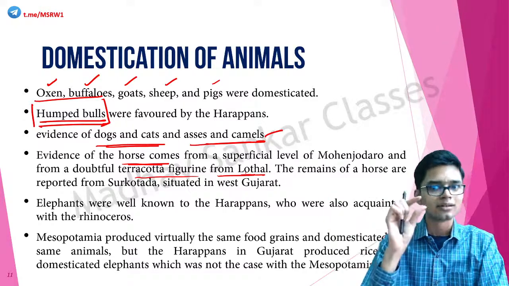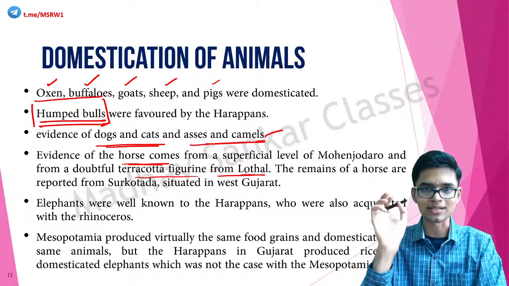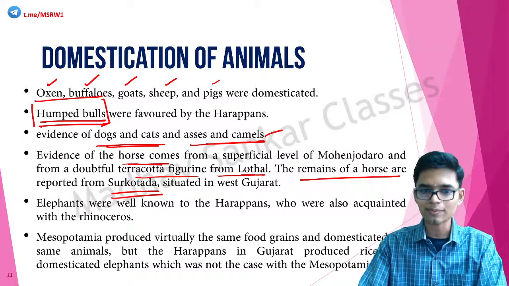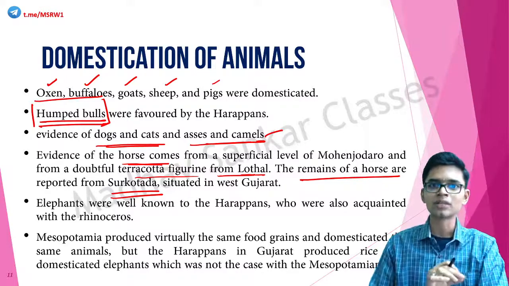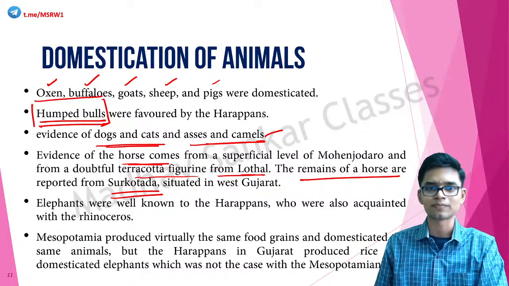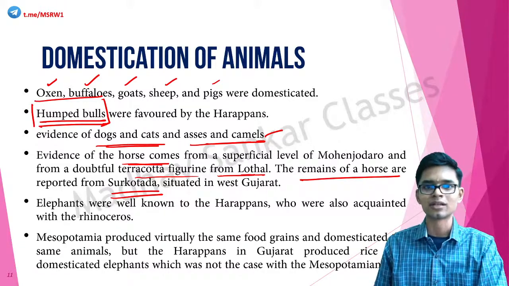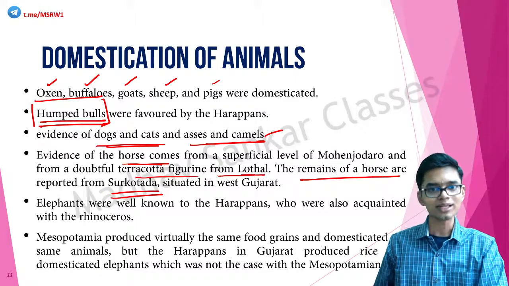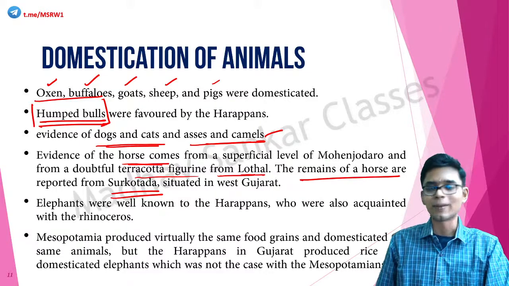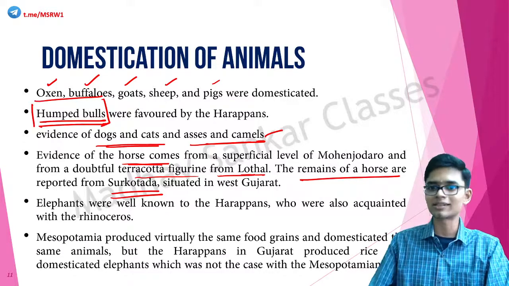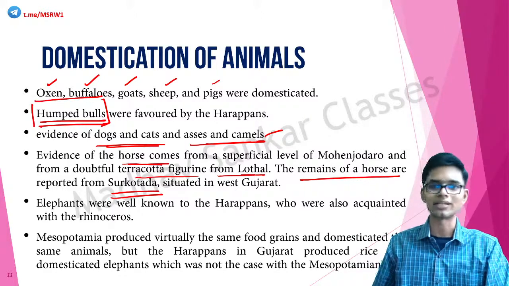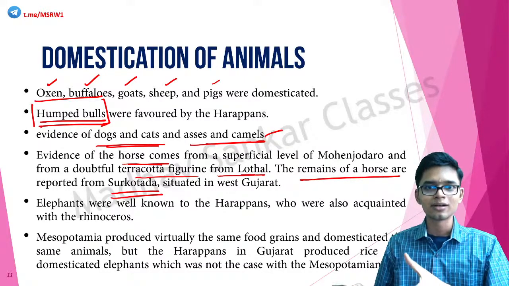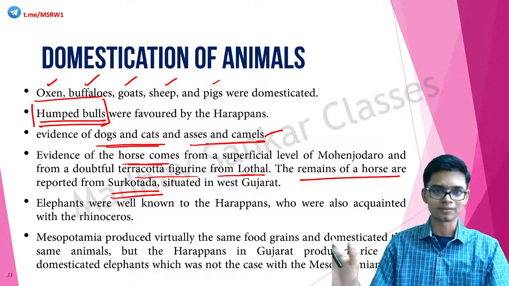But the most important evidence as far as a horse is concerned are the remains of a horse reported from Surkotera. Surkotera is a place in the west area of Gujarat. From there, we have obtained the remains of a horse. Okay, bones of a horse have been discovered. So from this discovery, historians believe that Harappans knew the horse. Okay, they knew the existence of such an animal. But that does not mean horses were domesticated. There is no evidence of domestication of the horse from the Indus Valley civilization. Clear? Remains of a horse have been found, so Harappans knew about it, but no domestication.